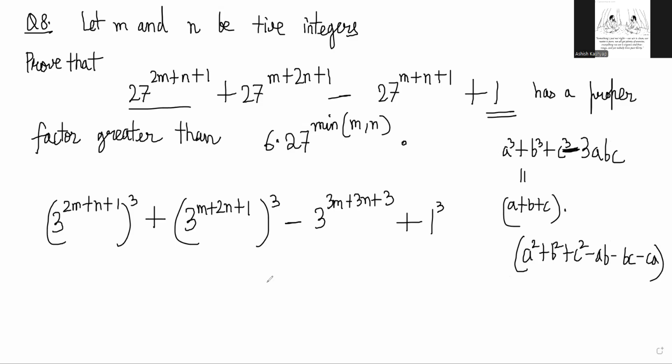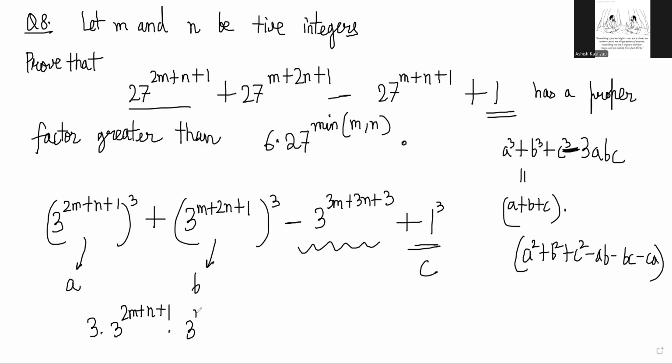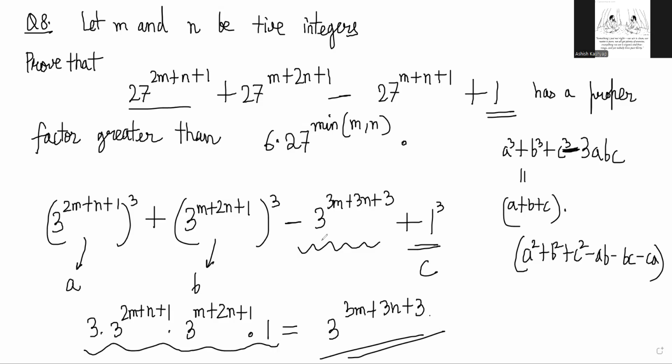So I'm going to try this identity. Let's think of this as a, this as b, and this as c. So let's check whether this fits 3abc or not, because if it doesn't fit, then it doesn't work. So 3 times 3 power 2m plus n plus 1 times 3 power m plus 2n plus 1 times 1 is equal to what? This is 3 power 3m plus 3n plus 3. So notice that this term is the minus 3abc term, right?